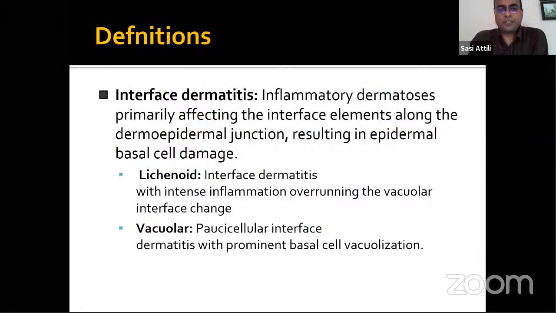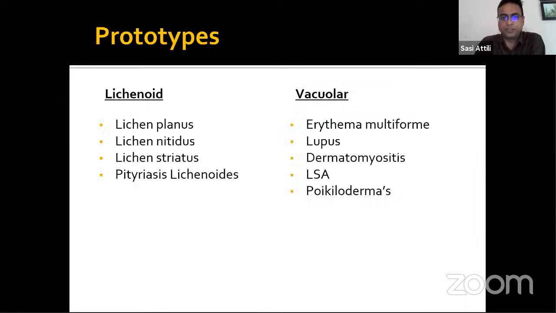So basically, interface dermatitis is an inflammatory dermatosis primarily affecting the interface. Lichenoid is where there is intense inflammation overrunning the vacuolar interface change, so you're not able to see the vacuolar interface change on low power. In vacuolar interface dermatitis, there is a paucicellular interface dermatitis, and because the inflammation is not so much, you're able to see the basal cell vacuolization as being prominent. All right, so that is a basic difference.